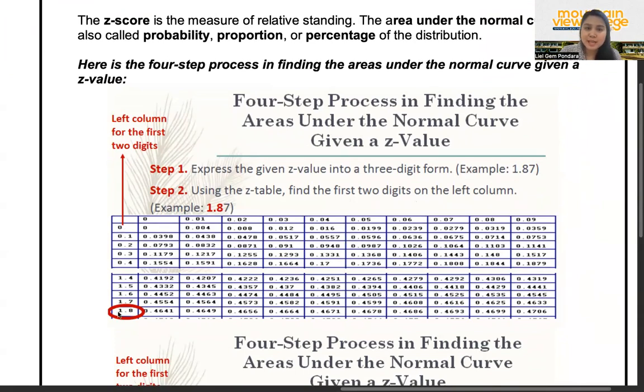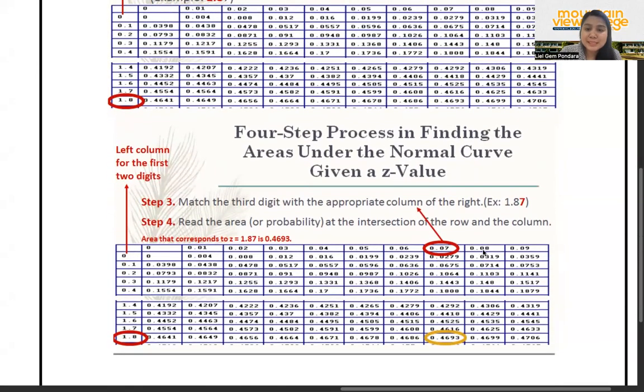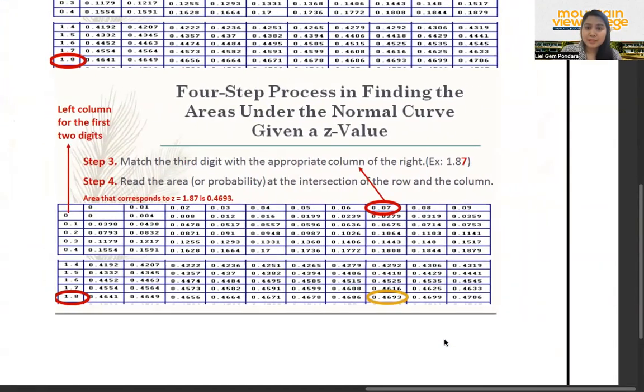So in the left of your Z table, we have 1.8. Then the third number should be seen on top. So 1.8 and 0.07. It becomes 1.87. So we now check their intersection. The area is 0.4693. Any questions? No questions? Let's go to the next one.